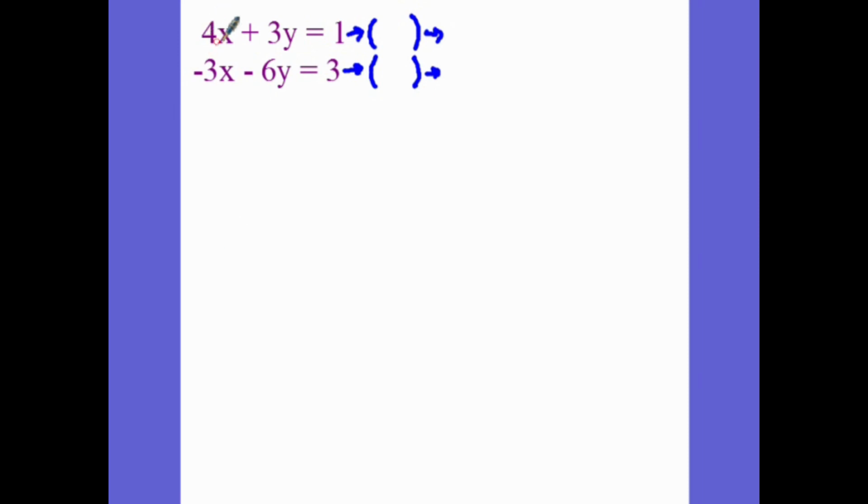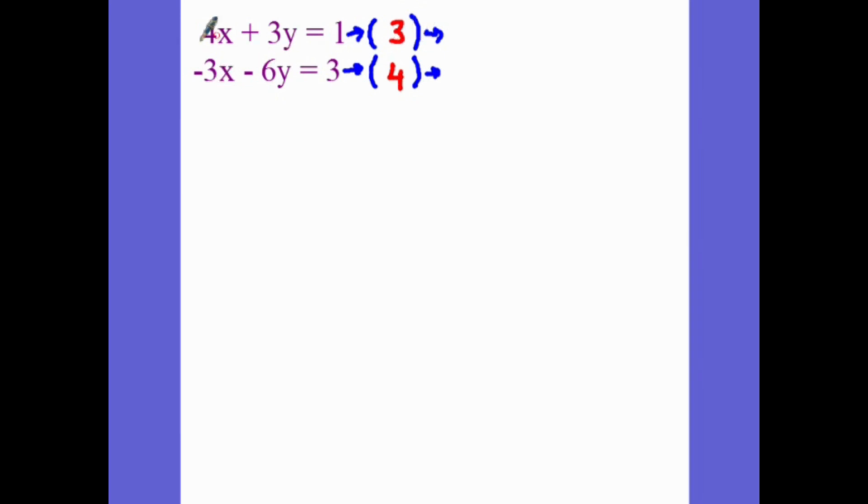I take my first number that was on top and write it on bottom. I take my bottom number and write it on top. Again, we don't worry about the negatives. We only put the numbers. The 4 goes to the bottom, the 3 goes to the top.